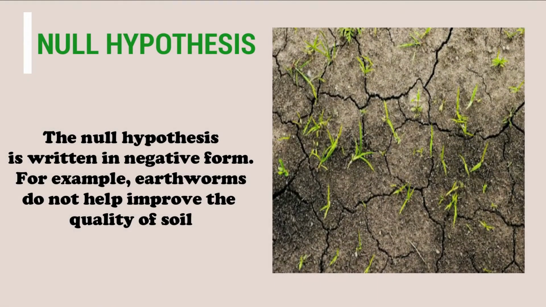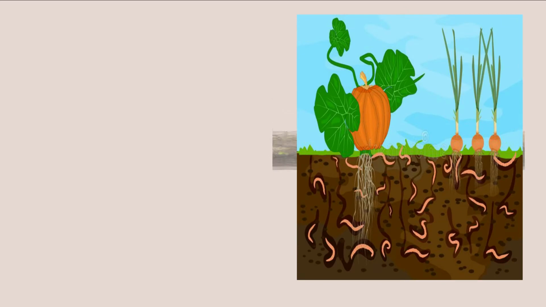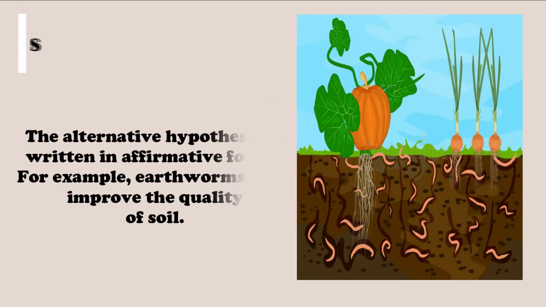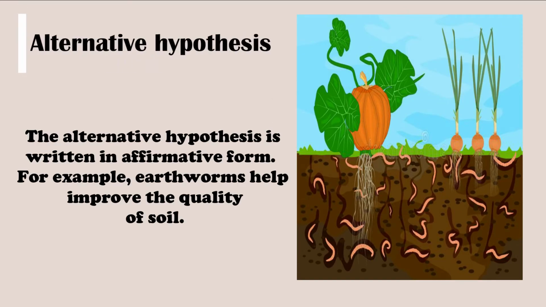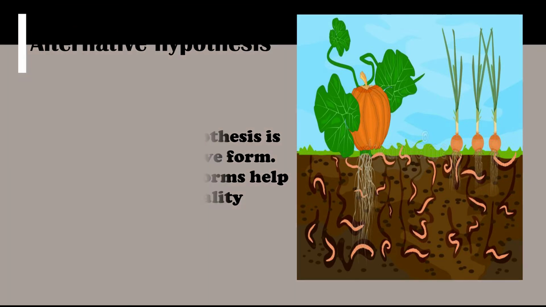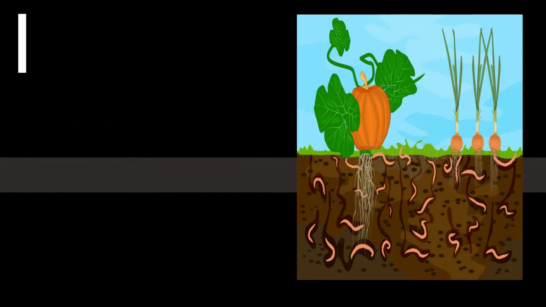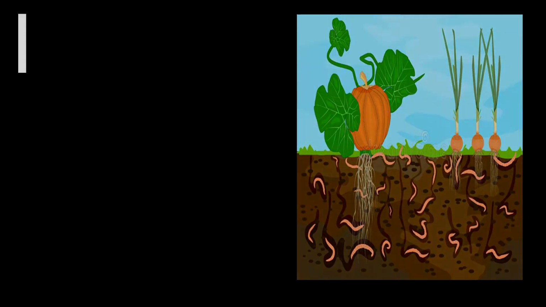The null hypothesis is written in negative form. For example, earthworms do not help improve the quality of soil. While alternative hypothesis is written in affirmative form. For example, earthworms help improve the quality of soil. The scientist predicts what the outcome will be when he tests his hypothesis.